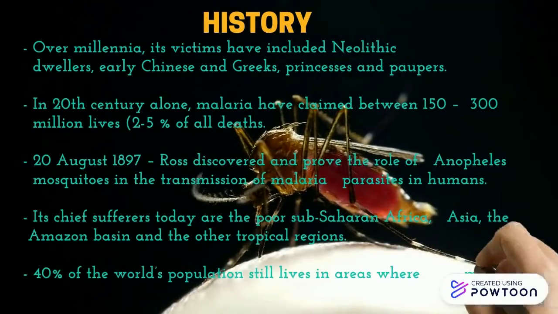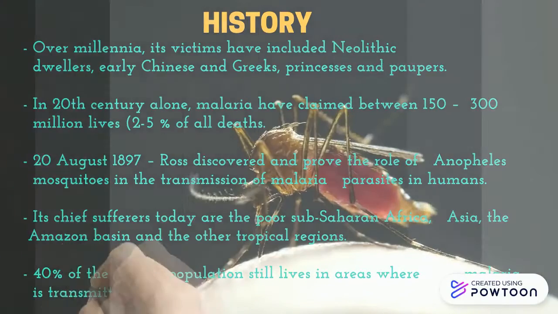On 20 August 1897, Ross discovered and proved the role of Anopheles mosquitoes in the transmission of malaria parasites in humans. Its chief sufferers today are the poor in sub-Saharan Africa, Asia, the Amazon basin, and other tropical regions. 40% of the world's population still live in areas where malaria is transmitted.